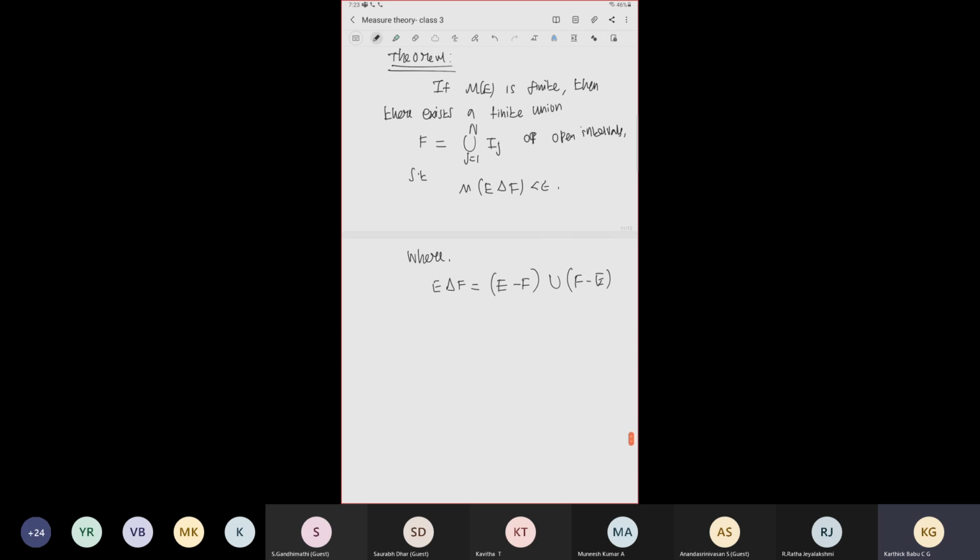And this proof is very easy. We can do this proof. And for the other two principles, the proof is quite difficult. Those proofs I will skip, but I will try to give a proof for this first principle.